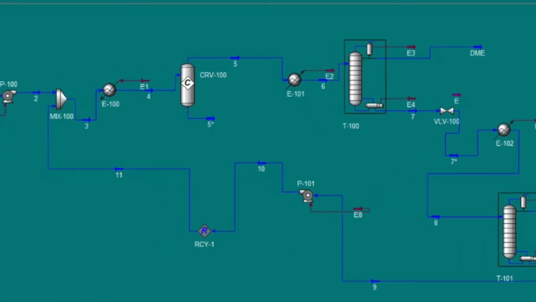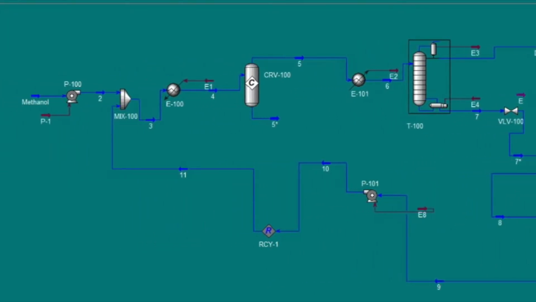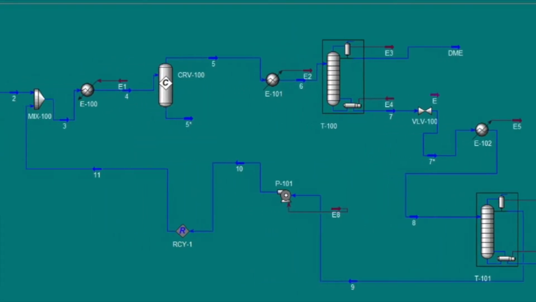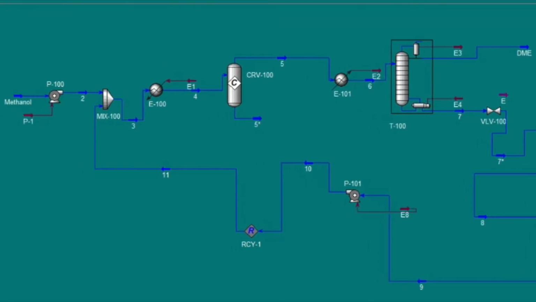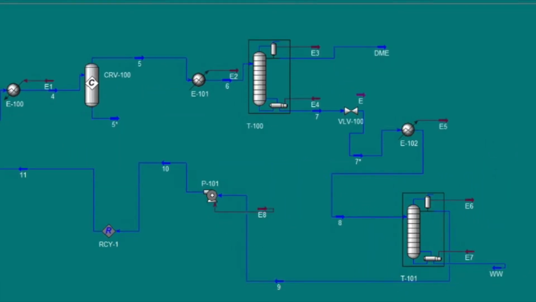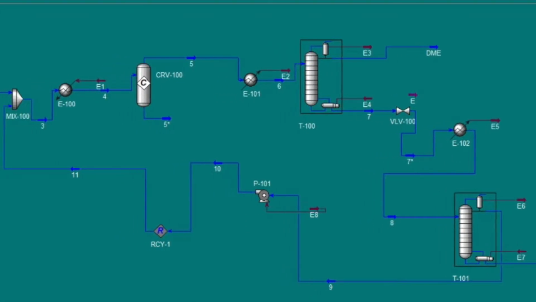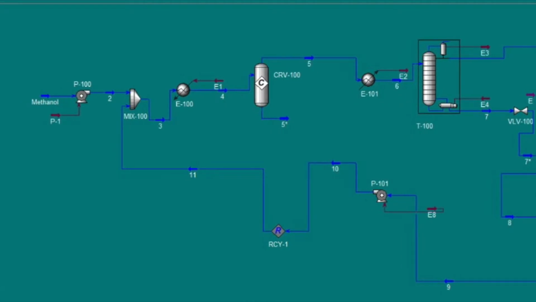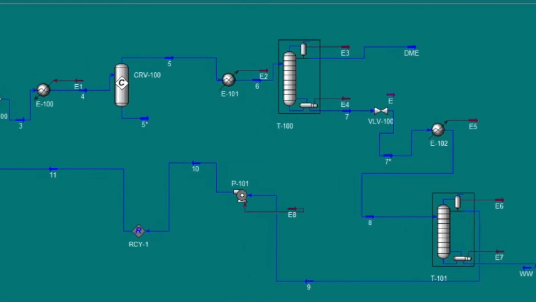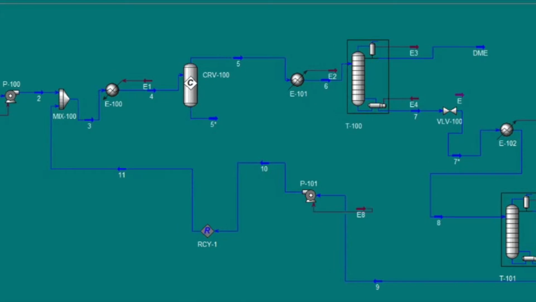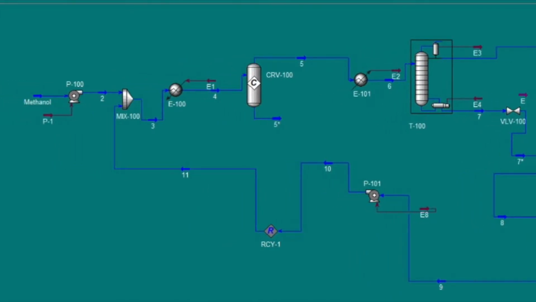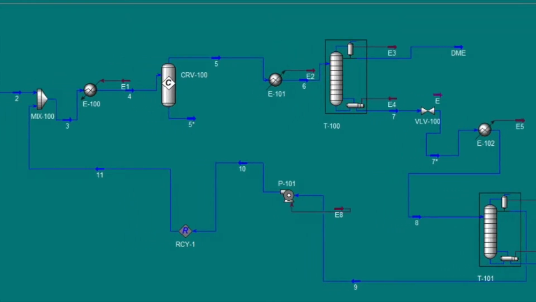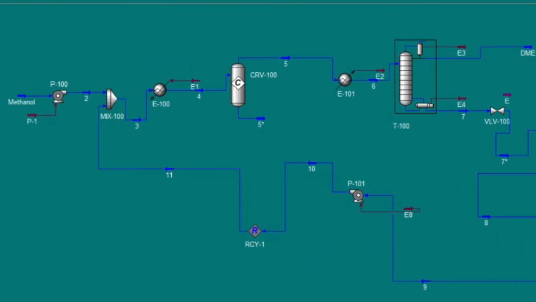Temperature is 25 Celsius. Inlet pressure is 100 kPa. Molar flow is 262.2 kgmol per hour. Mole flow of methanol is 259.70 kgmol per hour, and mole flow of water is 2.5 kgmol per hour. In this production of dimethyl ether from methanol, 11 unit operations are used to achieve the production of dimethyl ether, including 2 pumps, 3 coolers, and 2 distillation columns.